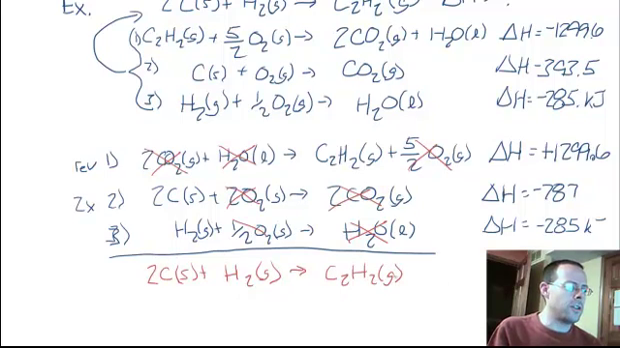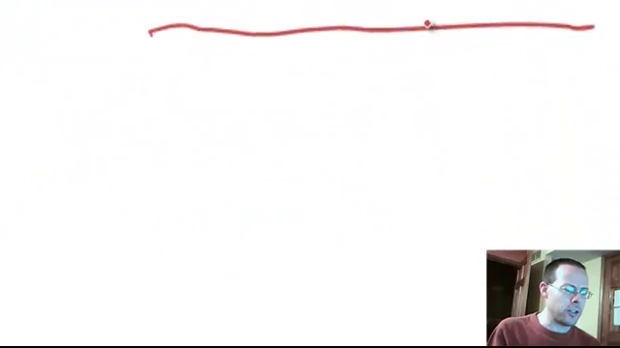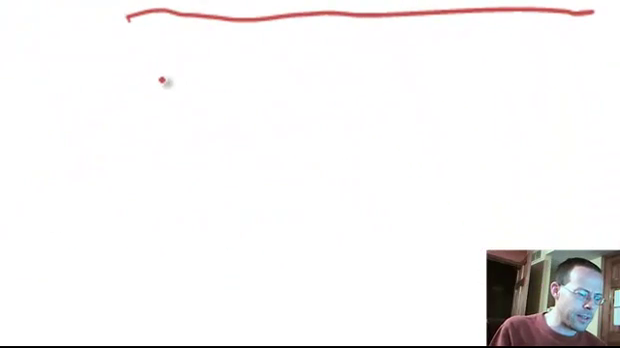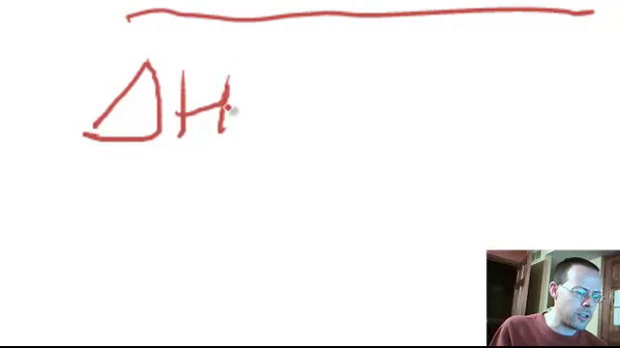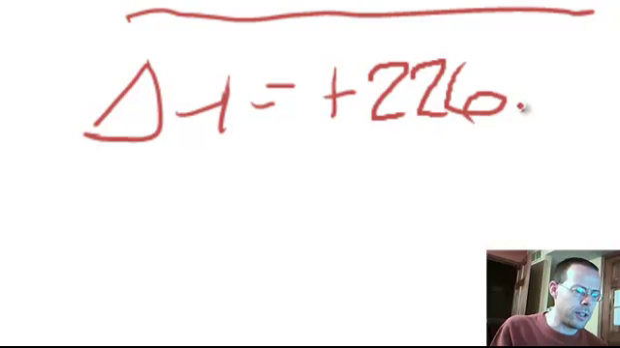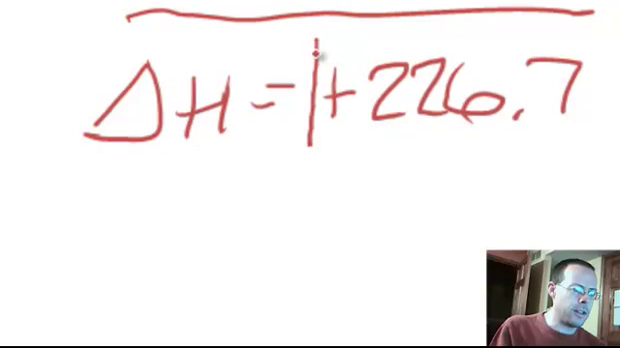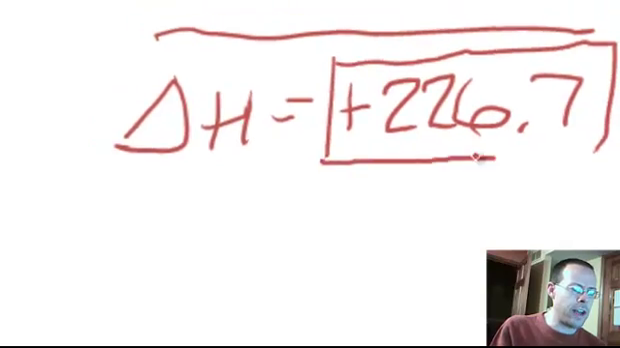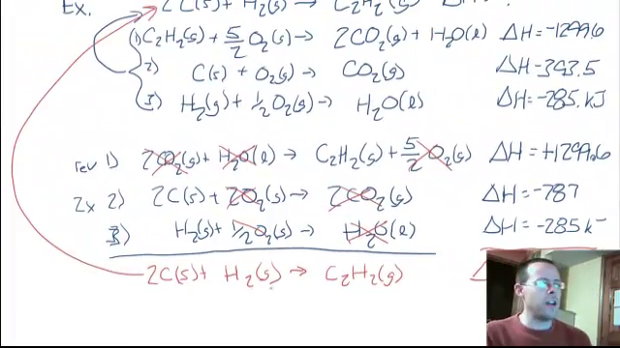So notice this equation is identical to the equation I began with. So now all I have to do is just add up my new delta H's, and I get something that is a delta H of positive 226.7 kilojoules. So my answer is this. Again, this is a hard reaction to measure the delta H of, but all these other three simple steps are easy to measure.